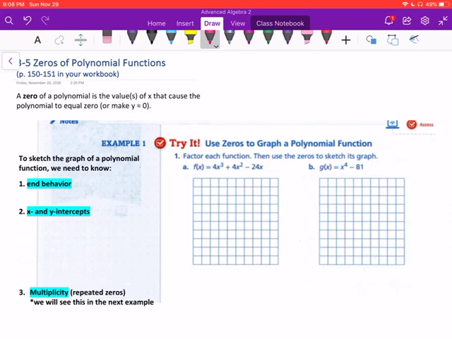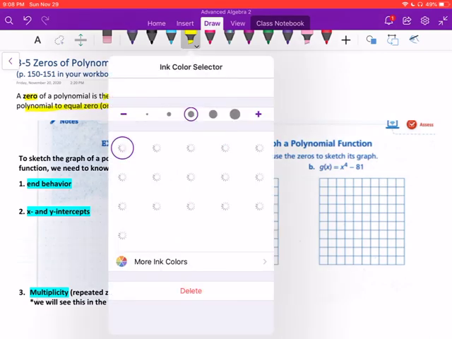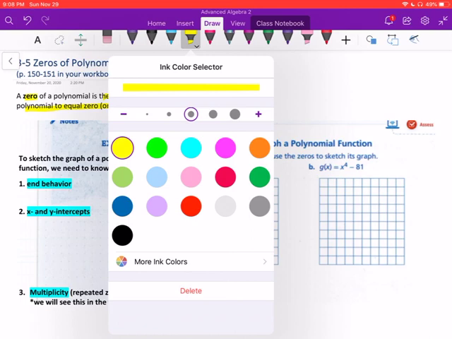Welcome to Algebra 2. Today we're working in 3-5 and we're going to be talking about the zeros of polynomial functions. Now, a zero is the value, or an x value, that's going to cause the polynomial to equal 0, or in other words, make the y value equal to 0.